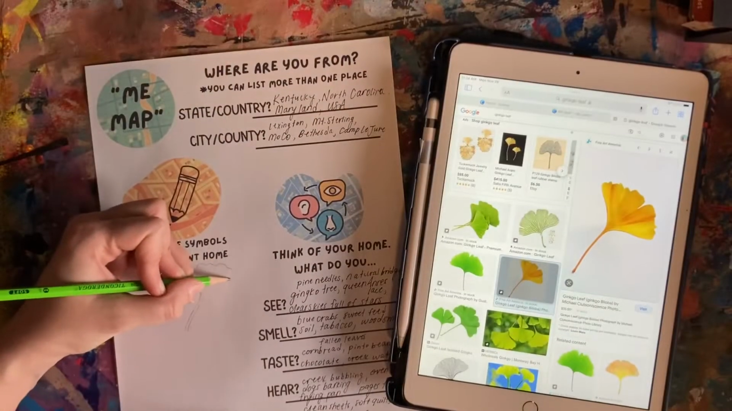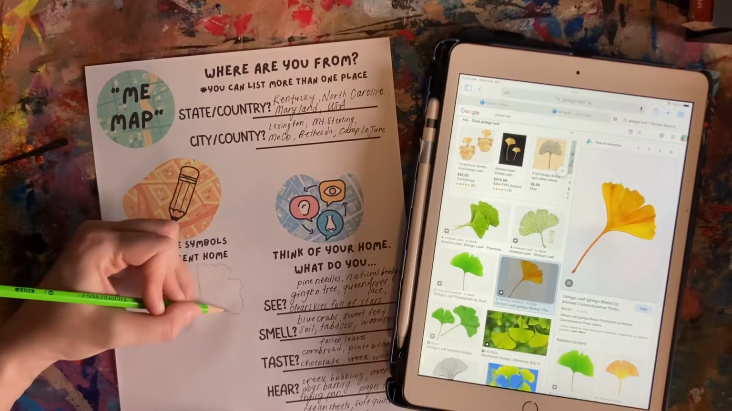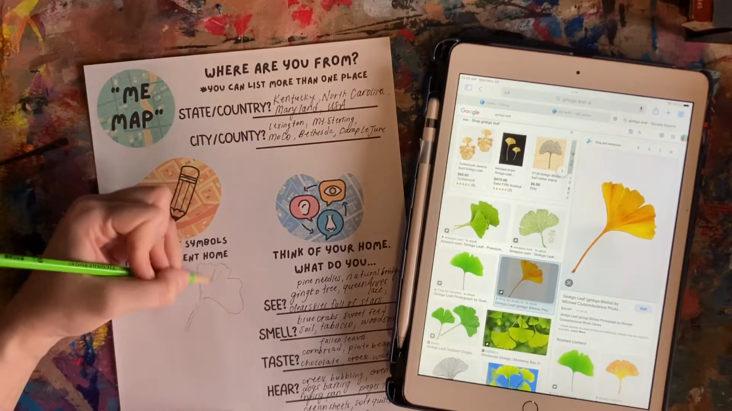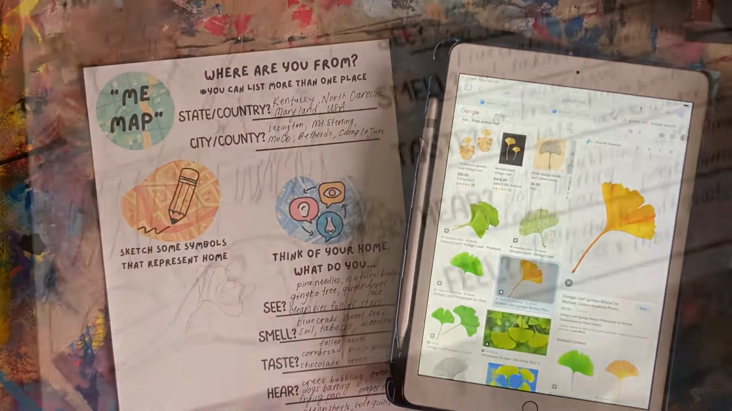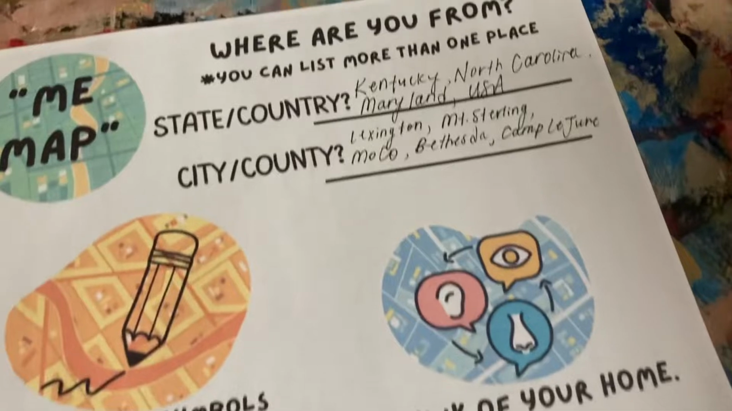A reference image is a useful tool for an artist because it's often really hard to draw right from your imagination. Here I am looking up a picture of a ginkgo leaf. Remember, these are just rough sketches, so you don't need to spend too long on them.